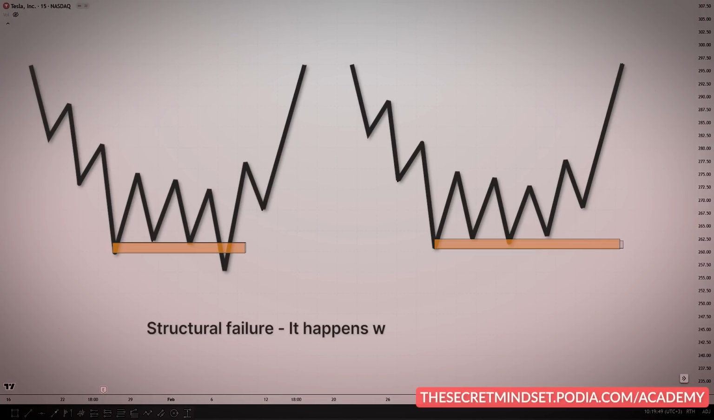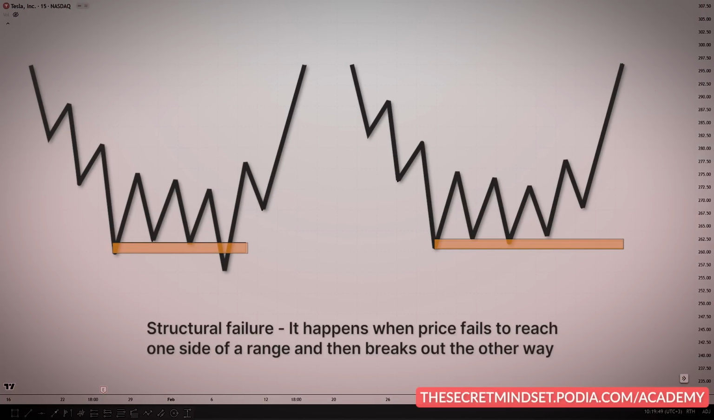Sometimes you won't see a spring or upthrust at all. This is called a structural failure. It happens when price fails to reach one side of a range and then breaks out the other way. This can be a strong signal too.